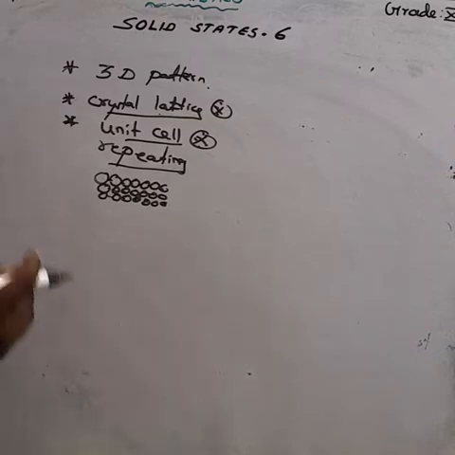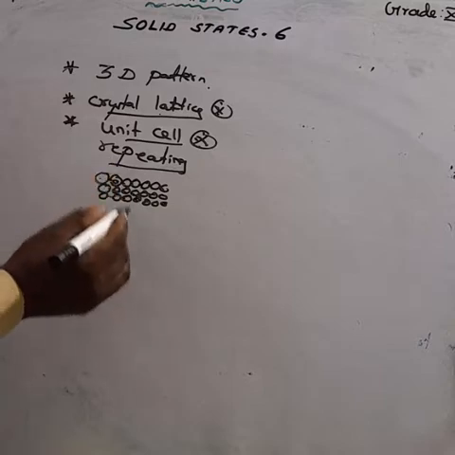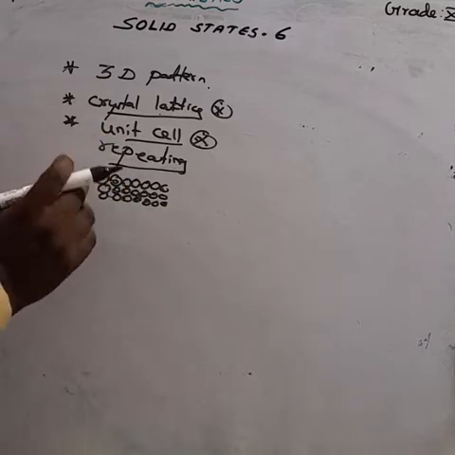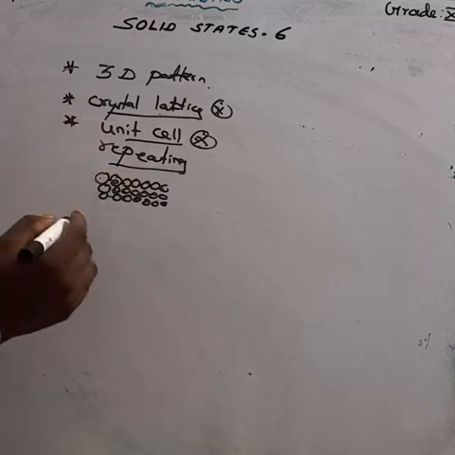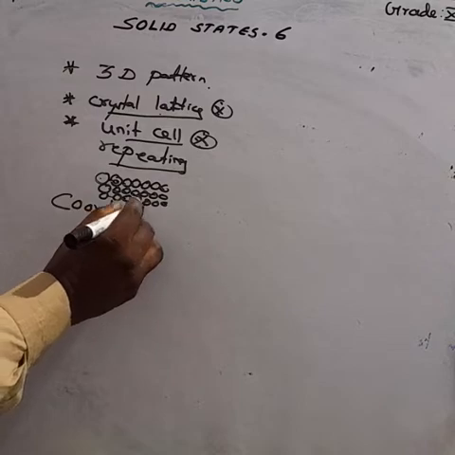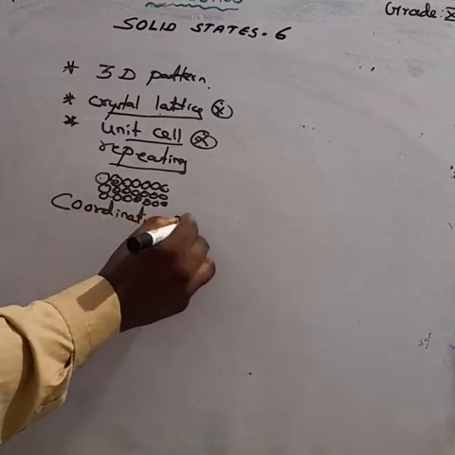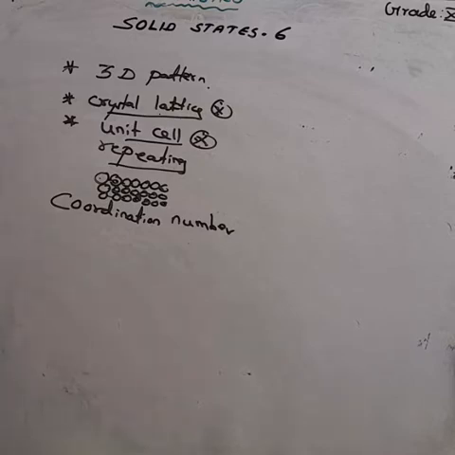The number of nearest neighbors surrounding a particle in a crystal is called the coordination number of the particle.